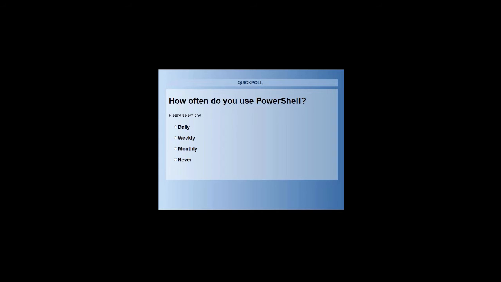GPResult is great, and like you said, it's quick and dirty. One of the things that it gives you very quickly is the info on what's applied to the user, what's applied to the computer, what hasn't applied, and why. Great stuff.